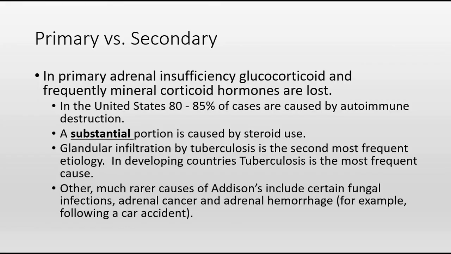Now we look at adrenal insufficiency, primary versus secondary. It's pretty much what you see everywhere else. Primary adrenal insufficiency is something that's specific to the adrenal gland. Secondary insufficiency is something that's from outside the adrenal gland. So again, in the United States, 80 to 85% of these are caused by autoimmune destruction of the adrenal gland, which would be a primary insufficiency. A substantial portion is also caused by steroid use.